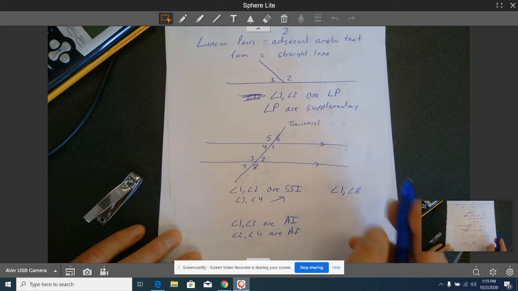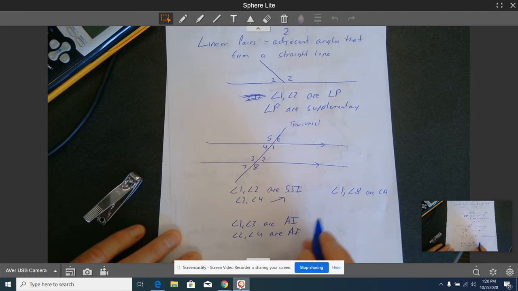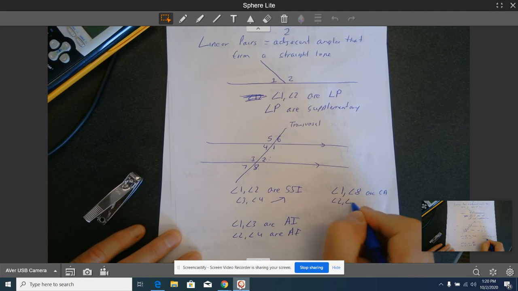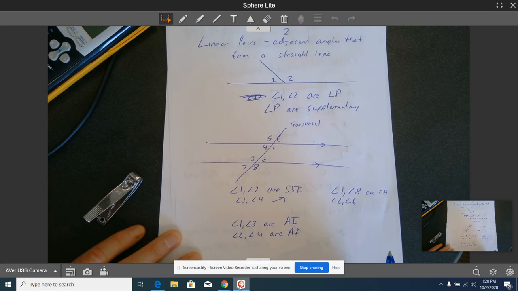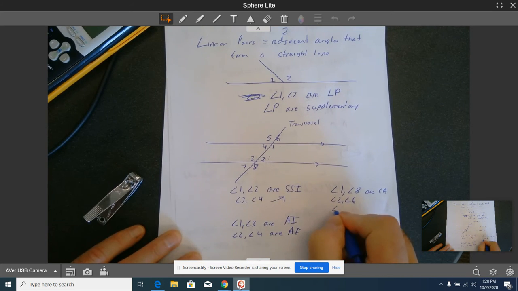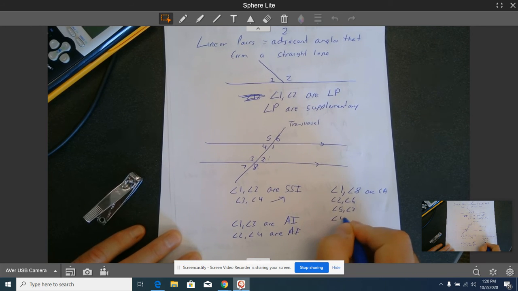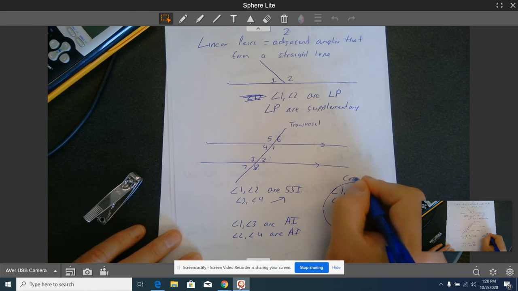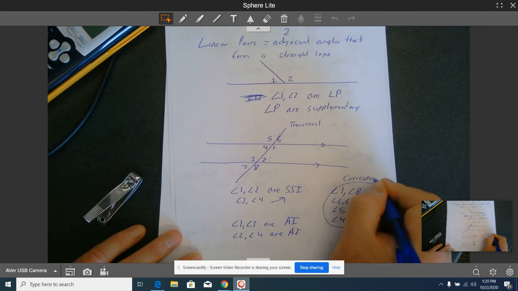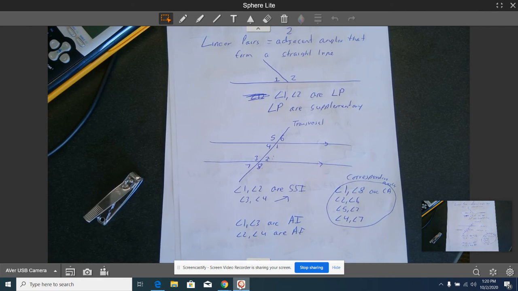Okay, so which other ones do we have? I'm at RCA. So that's 1 and 8. Angle 2, angle 6. Notice there's 1 inside, 1 outside. They're not adjacent. And there's 2 more pairs, 5 and 3, and 4 and 7. These are all corresponding angles. I hope you can pick up on my abbreviation. Watch the videos to get really sharp on those types of things.